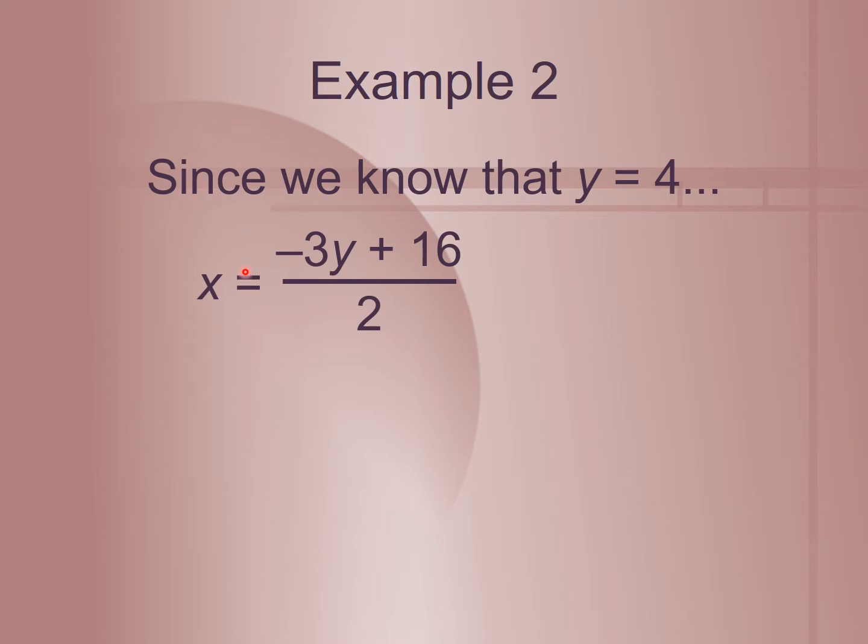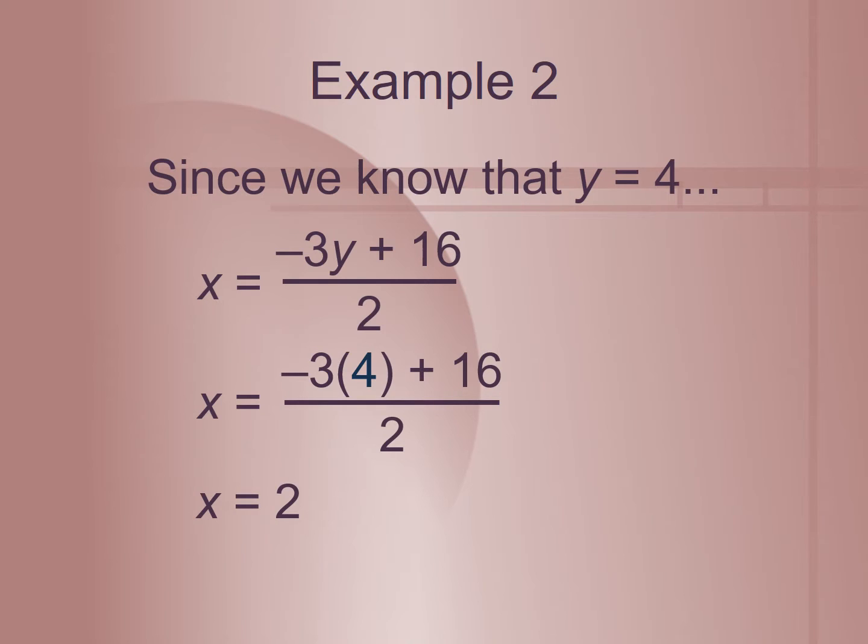Now that we know what y is, we can substitute it back into the equation for x and solve for x. So -3 times 4, since we know that y is equal to 4, plus 16, divided by 2. So we have -12 + 16 divided by 2, and that gives us x = 2. So our solution as an ordered pair is (2, 4).